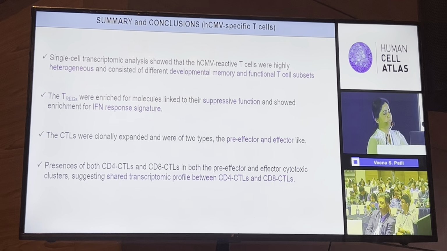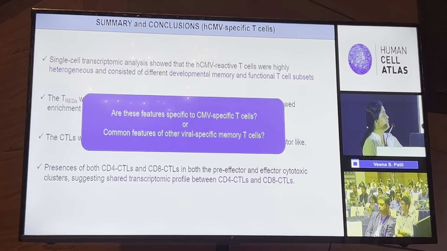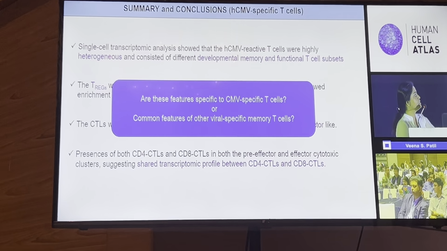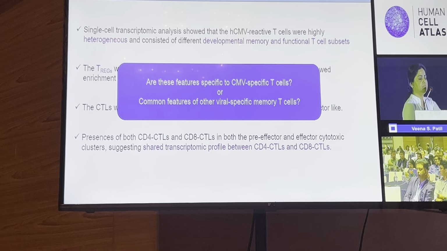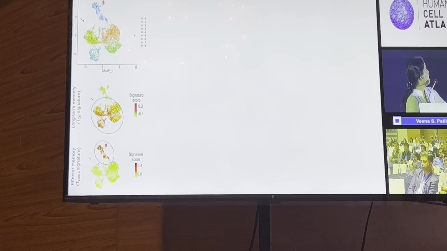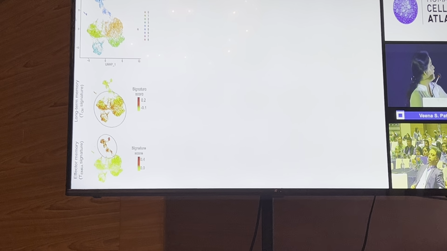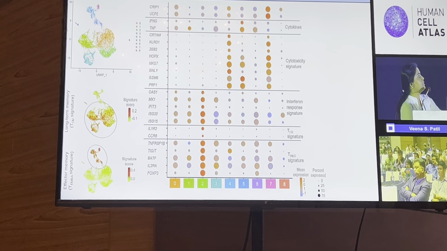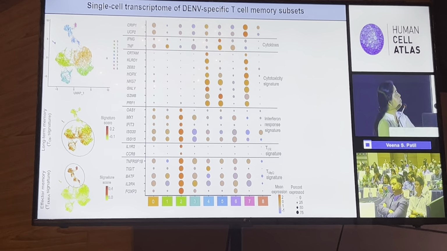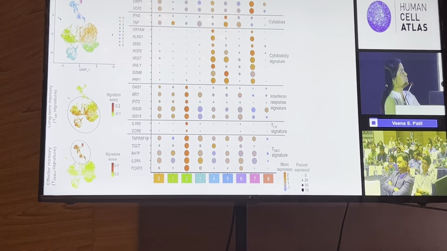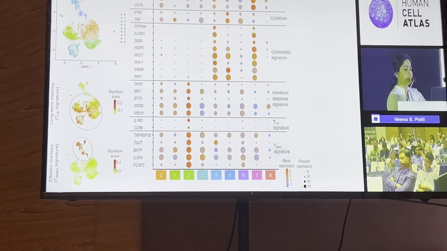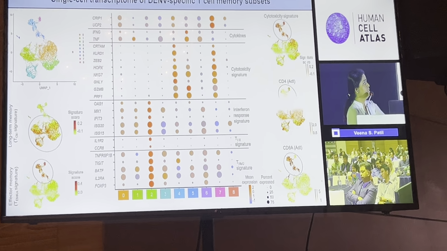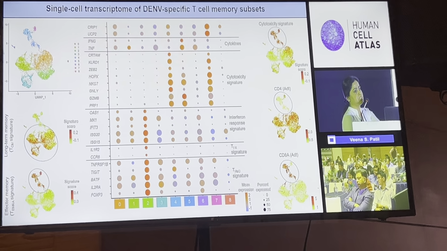So the next question is: is this a characteristic feature of CMV alone, or is it also found in various other viral infections? So we looked at two other viral infections, dengue and flu. In dengue, again, we found clusters of late effectors as well as early long-term memory. The signatures again showed that there are multiple cytotoxic clusters which could be distinguished based on their cytokine secretion or the molecules that are linked to their longevity. We also had Tregs which were enriched for the interferon response signature. And the CTL clusters were not distinguished based on CD4 or CD8.